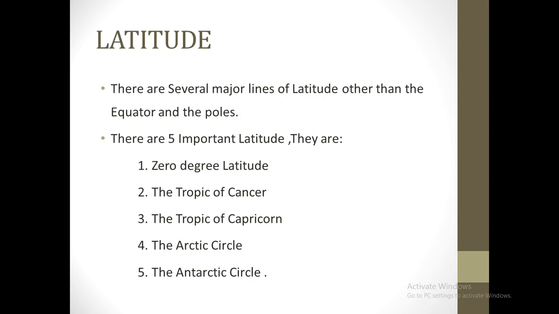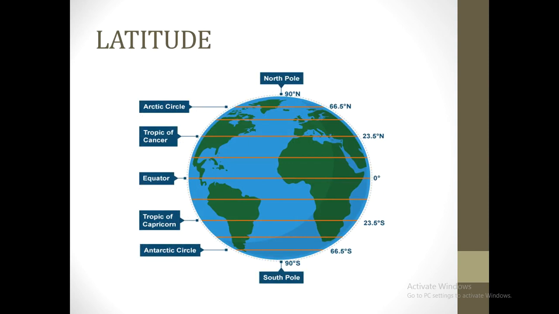Some important latitudes are given special names. 0 degree latitude is known as the equator. 23½ degrees north latitude is known as the Tropic of Cancer. 23½ degrees south latitude is known as the Tropic of Capricorn. 66½ degrees north latitude is known as the Arctic Circle. 66½ degrees south latitude is known as the Antarctic Circle.